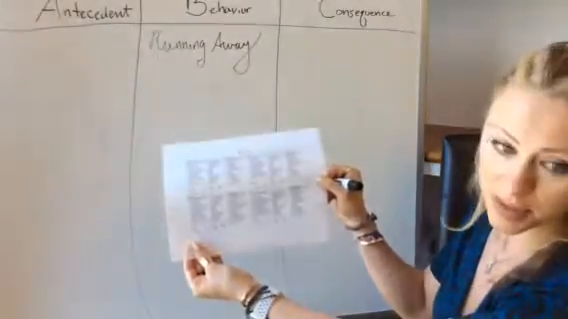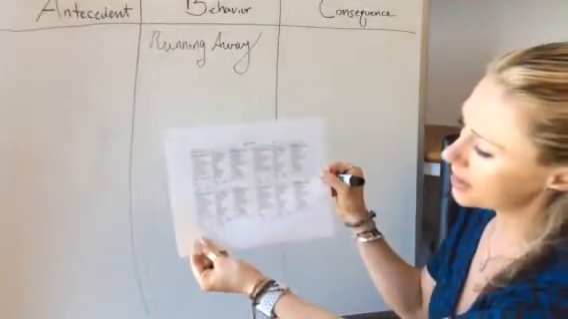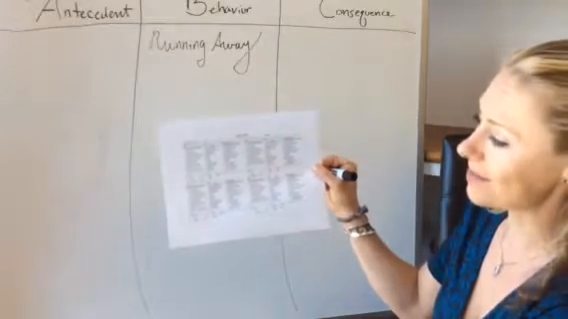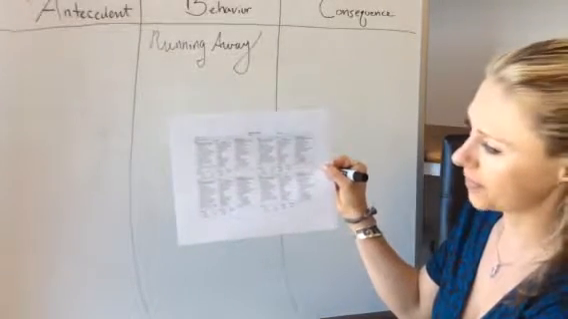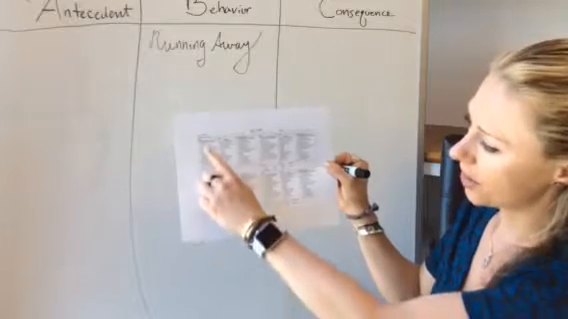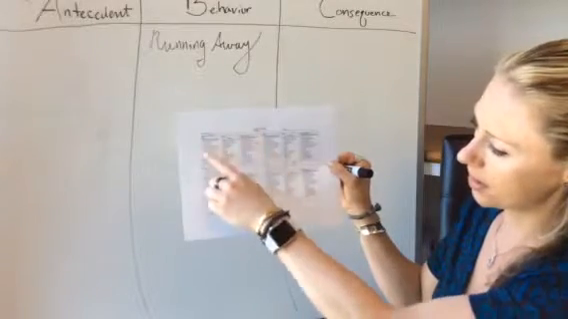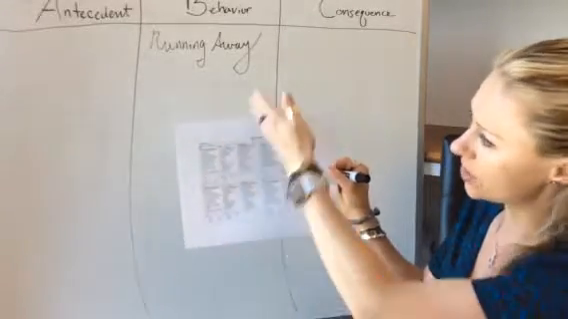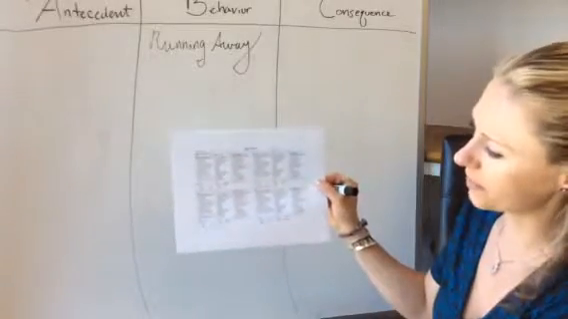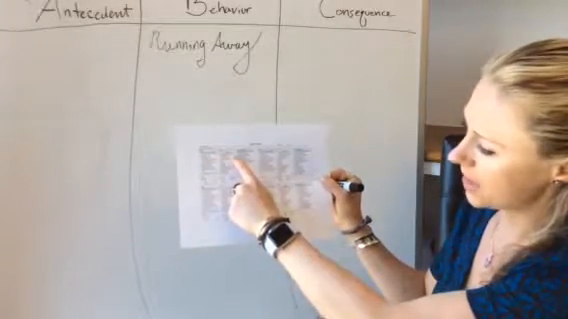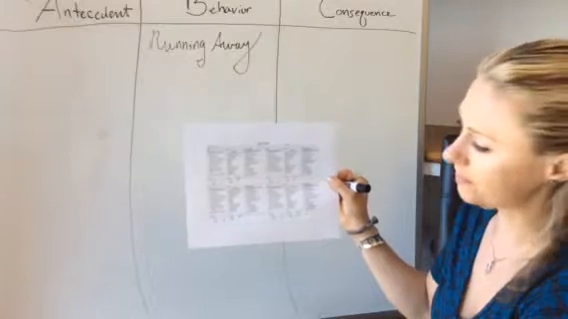All right, this is our first grid. This is an example of what we would call an ABC checklist. There are 3 different columns here, just as we have on our board in the back. We have antecedent, behavior, and consequence.